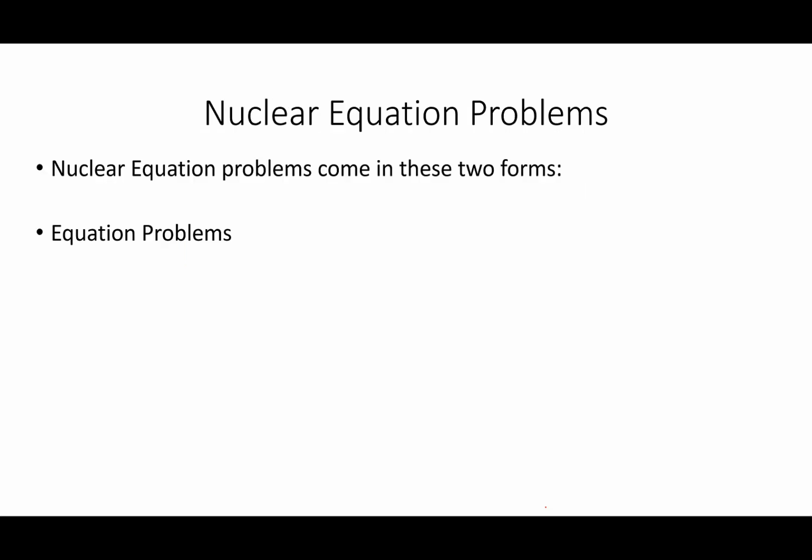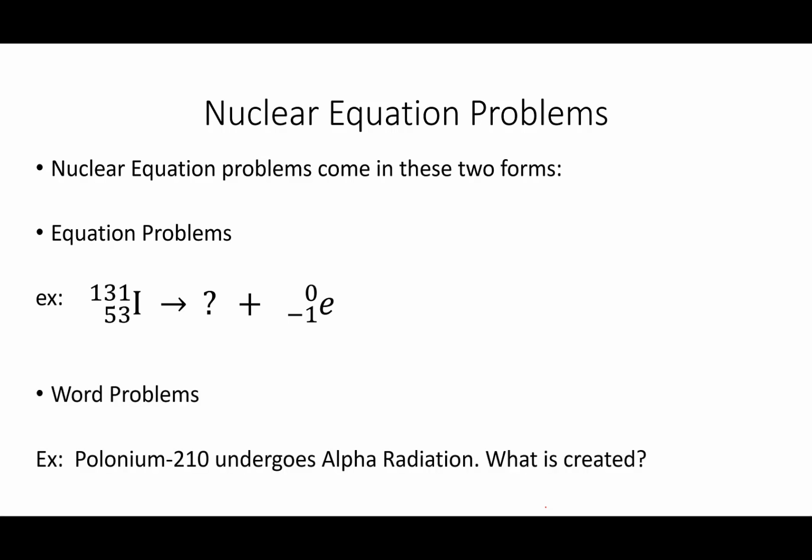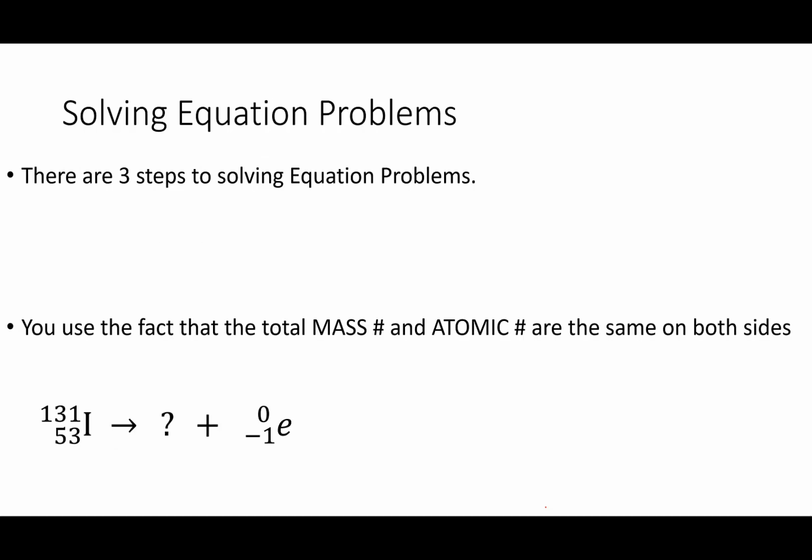We can give you two different kinds of problems with nuclear equations. We can give you equation problems like this, where I have an equation and a question mark, and you have to tell me what it is. Or I can give you a word problem, which is like this: polonium-210 undergoes alpha radiation. What's created? So the equation problems are easier.